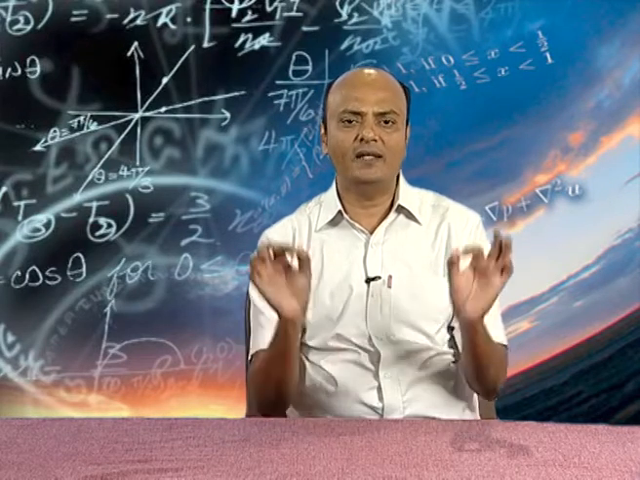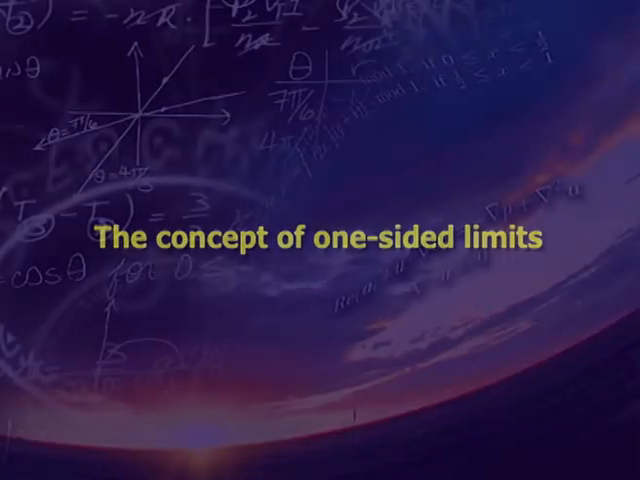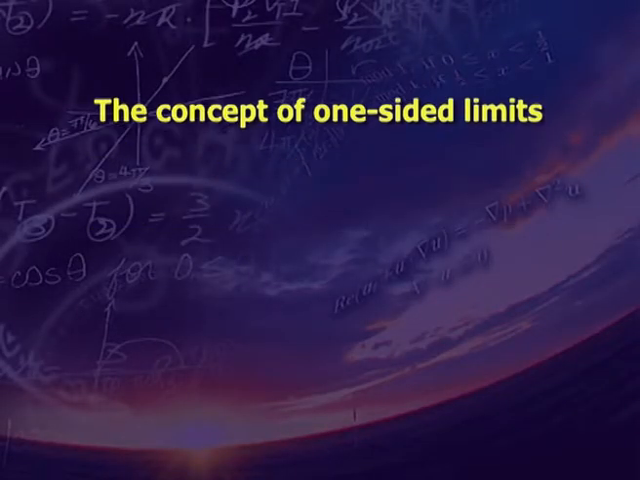Sometimes when the domain of a function is an interval of the type (a, b), we cannot talk about the limit of this function at the endpoints of this interval. However, we may investigate the one-sided limits at these endpoints, which is sometimes useful in understanding the behavior of the function at the endpoints. The concept of one-sided limits.